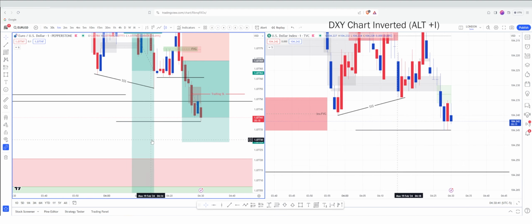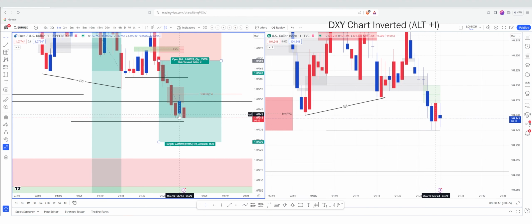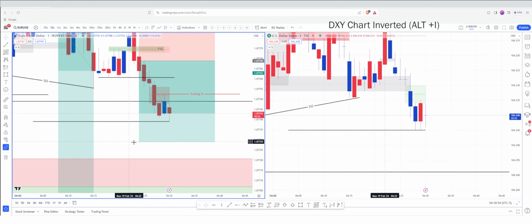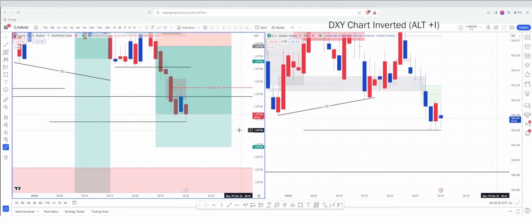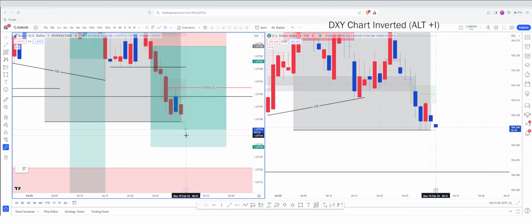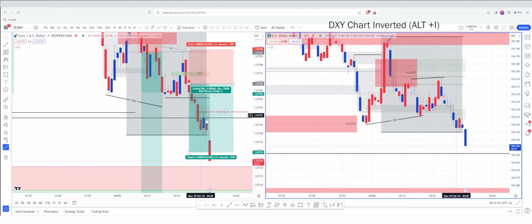Again, aggressive trade management, because I'm not liking this. Should just be displacing lower if it's going to go. We've got SMT here in the fact that the Euro has broken this low, whereas the Dixie has failed to break the low. And gap down, nice. And there's the 2R, so lovely winning trade.